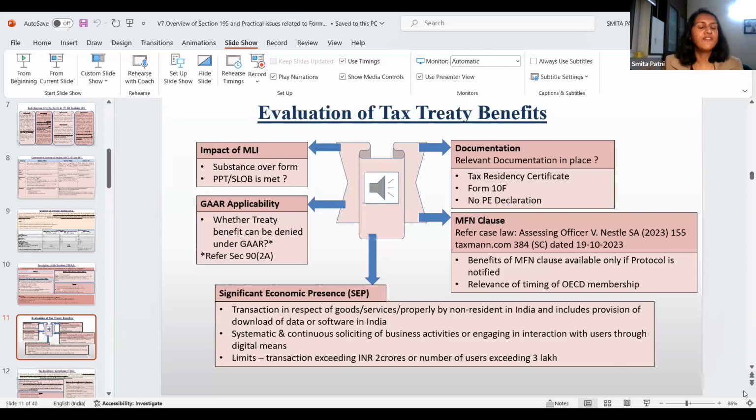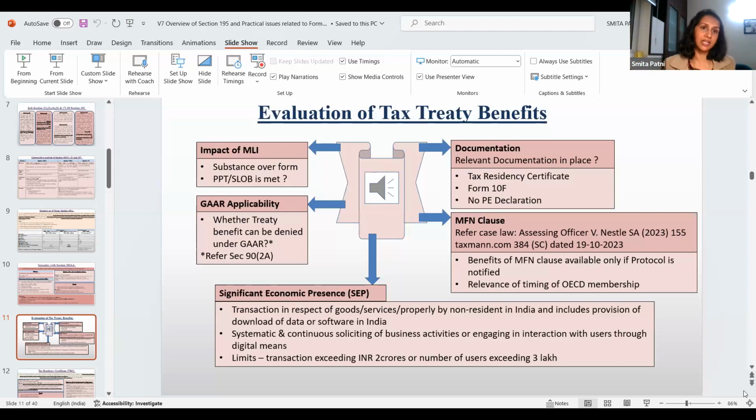So what do we do for that? We take a declaration from the payee that the PPT test or SLOB test is met, while signing 15CB. Now, obviously we go to the payer, because we are generally signing on behalf of the payer. So we ask the payer to please obtain a declaration from the payee, or if the payee is not ready to give, which he would generally not agree to give, you go to the payer and ask him to give us a signed declaration that MLI doesn't affect while making payment. So this impact of MLI has to be seen. MLI itself is a separate discussion, so I will not go much into that.